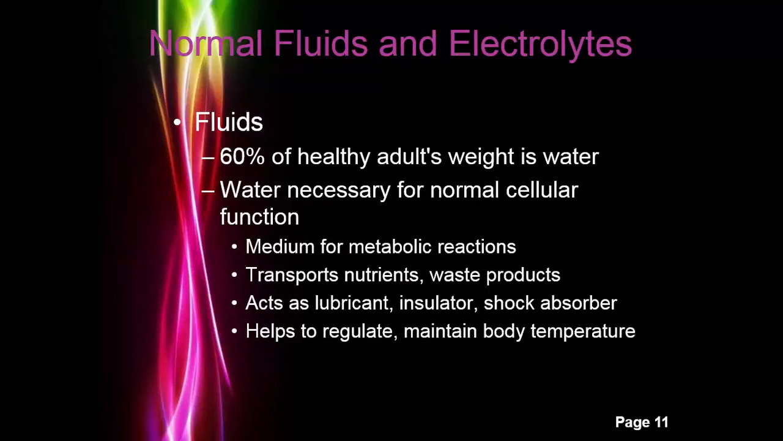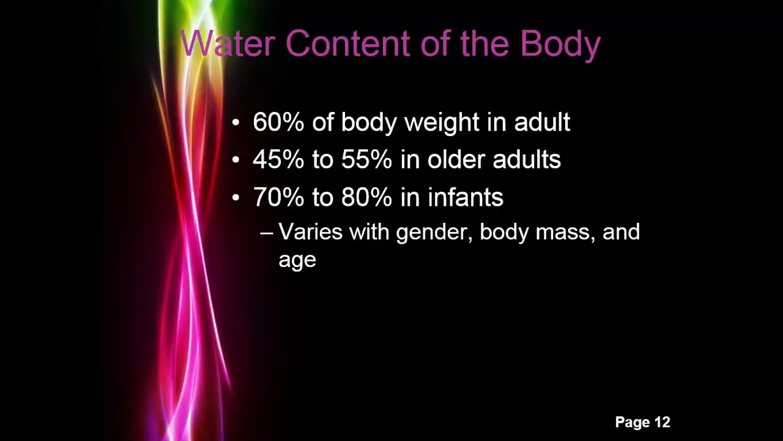Looking at the fluids in the body, 60% of a healthy adult's weight is water. So water is the primary bodily fluid. Water is necessary for normal cellular function. It is a medium for metabolic reactions. It helps transport nutrients and waste products. It acts as a lubricant, insulator, and shock absorber. And it also helps to regulate and maintain body temperature.